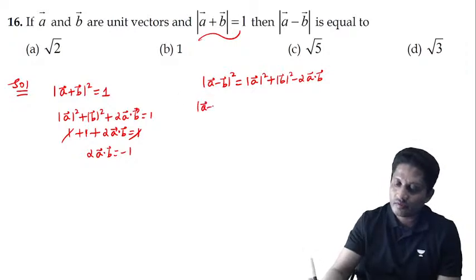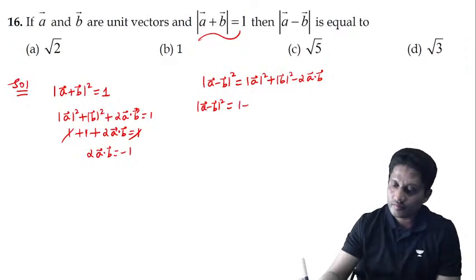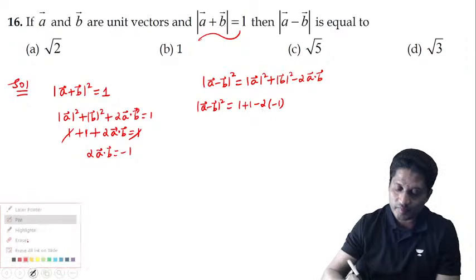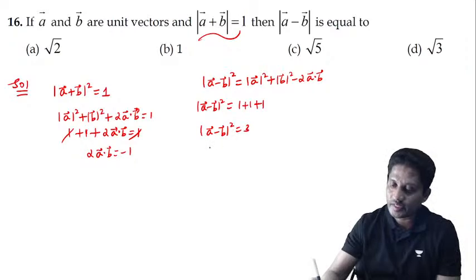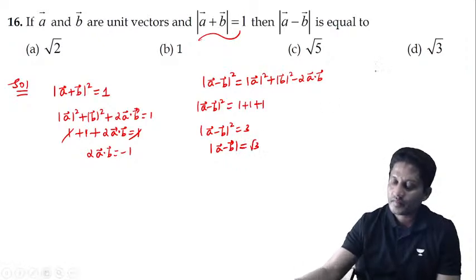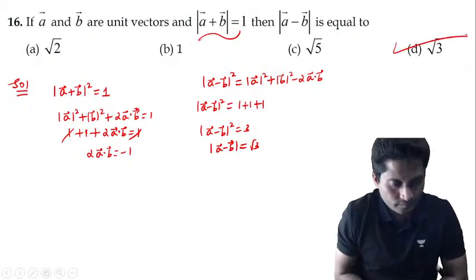Mod of A minus B the whole square is equal to mod A is 1, mod B is 1, minus 2 times A dot B is minus 1. 2 times A dot B itself is minus 1. So this is minus 1, so this becomes plus 1. Mod of A minus B the whole square is 3. If we take this square out, modulus of A minus B is equal to root 3. Answer is option D.